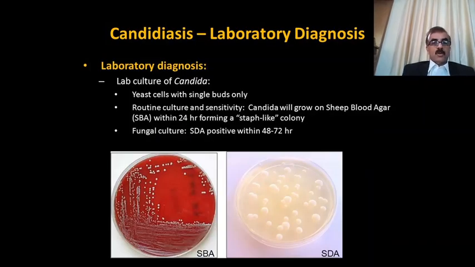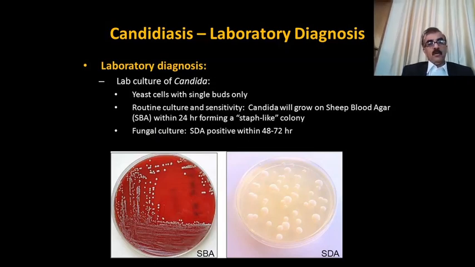So how to diagnose? We have discussed the clinical picture. Now how to establish the diagnosis of candidal infection? We can do the lab investigation by doing the KOH preparation. In KOH preparation, we see small yeast-like structures, budding yeast, and pseudo budding yeast. And then if we do the culture, the routine culture of candida can be done on blood agar also within 24 hours, which forms staph-like colonies, and then fungal culture on SD media comes out to be positive in 48 to 72 hours.